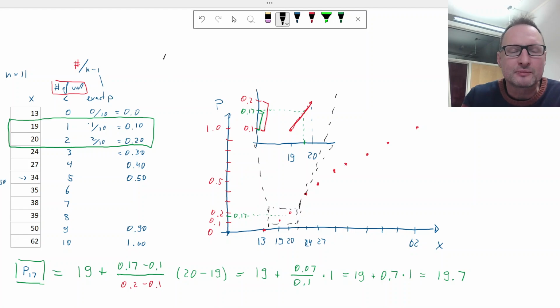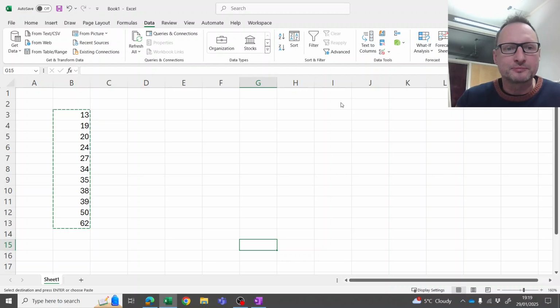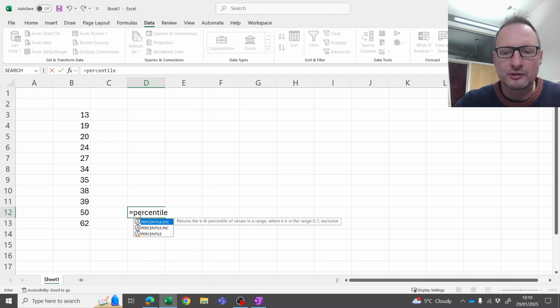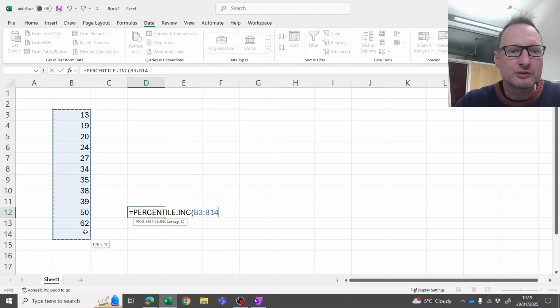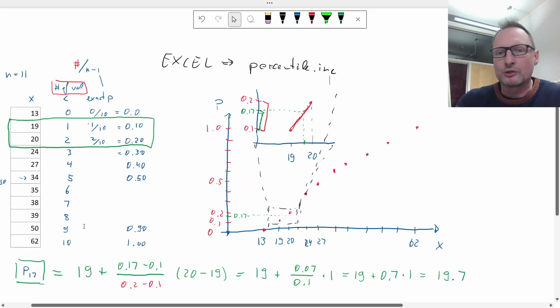In Excel, of the different percentile functions, we use the percentile.inc function. And let's do that. So let me just switch to Excel. Here are the same numbers. Go to any free cell. We type in percentile.inc. We highlight all the values. And we say we want the 17th percentile. And what we get is 19.7. Exactly the same value we calculated here.